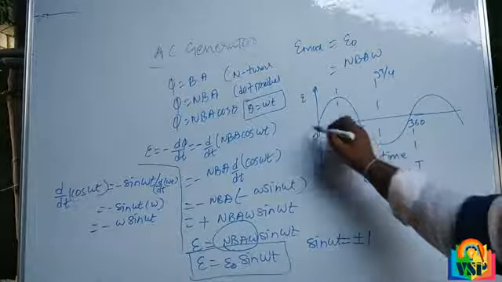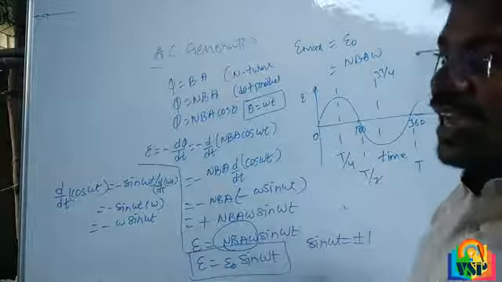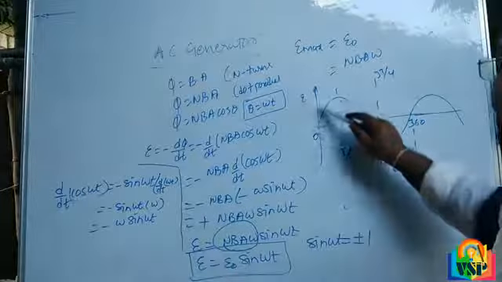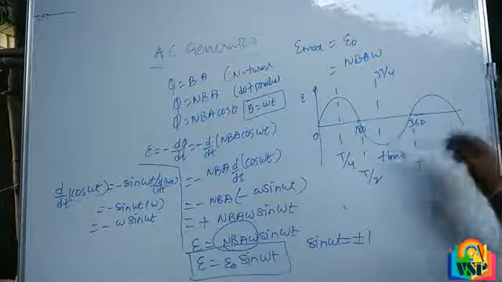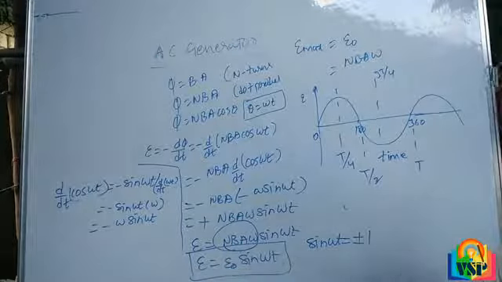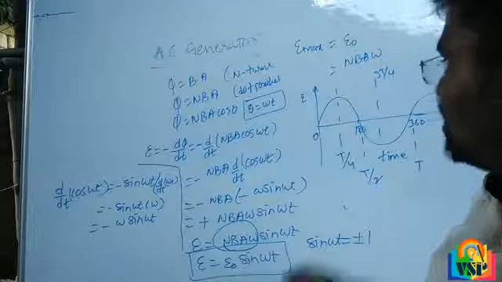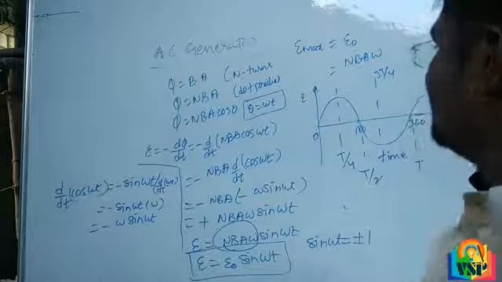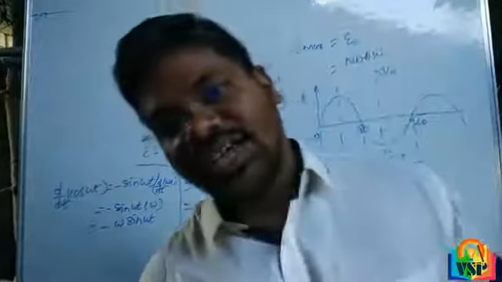An AC generator means we can generate alternating current. Alternating current means the current is continuously varying with respect to time. After a particular interval of time, the current direction changes. Understand? This is the graph. So for every 360 degrees, the current direction changes. This is about the AC generator.